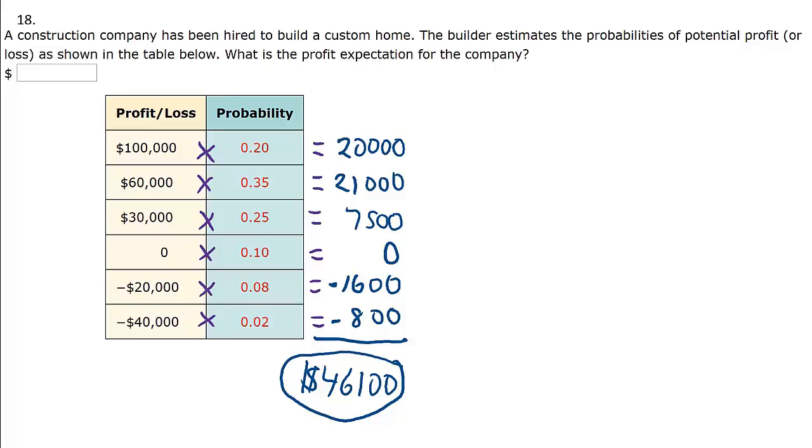So if you take the products across, 20,000, 21,000, 7,500, 0, negative 1,600, and negative 800, add them up, you get 46,100. And that is a positive number, so that's the expected profit for this construction company.